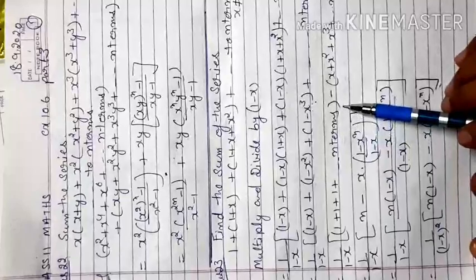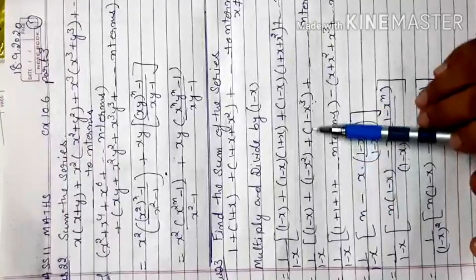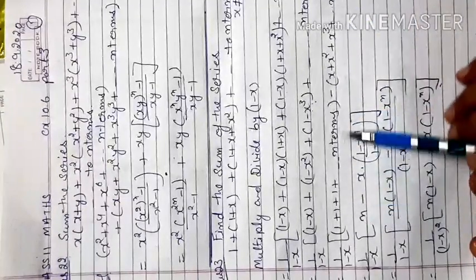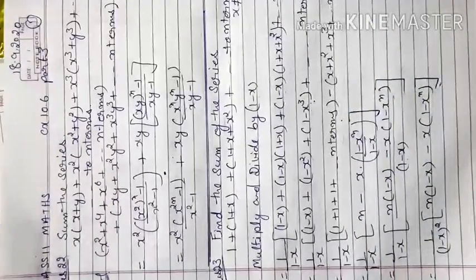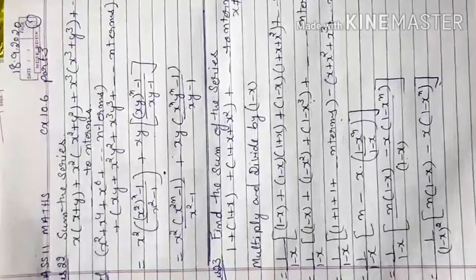So this is a square minus b square, a cube minus b cube up to n terms. Now you have to separate the terms. So this is 1, this is 1, this is 1 will be separate up to n terms. x, x square, x cube will be separate. Now next is you just apply the formula and arrange the terms.